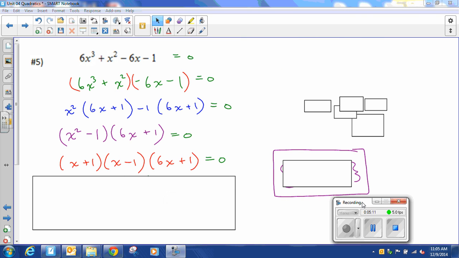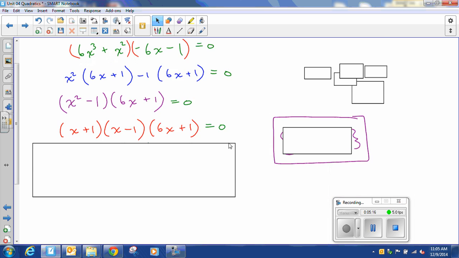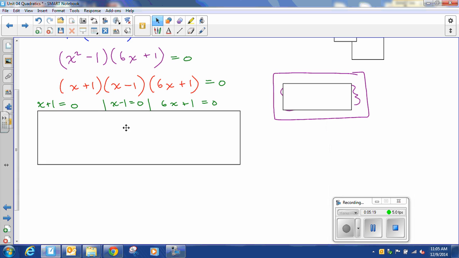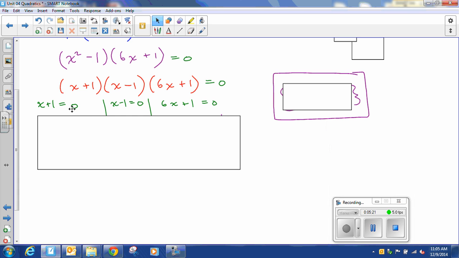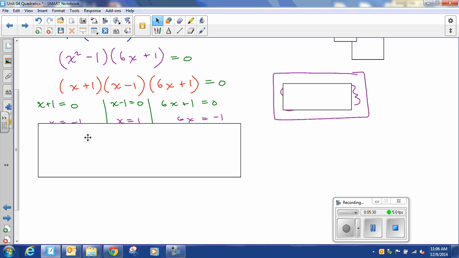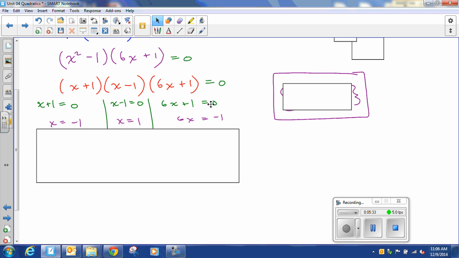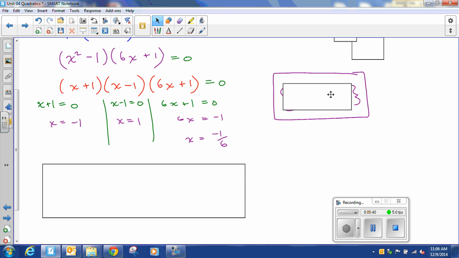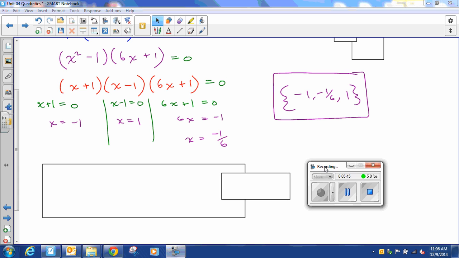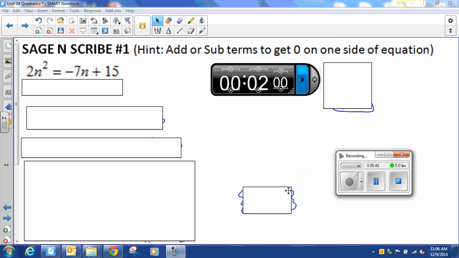Last one, number 5. Since we have 3 factors, we're going to have 3 equations. x plus 1 equals 0, or x minus 1 equals 0, or 6x plus 1 equals 0. Subtract 1, add 1, subtract 1 over here. These two are done, but this one we need to divide by 6. So our final solution set is -1, -1/6, and 1. Let's take a look at a couple other examples.